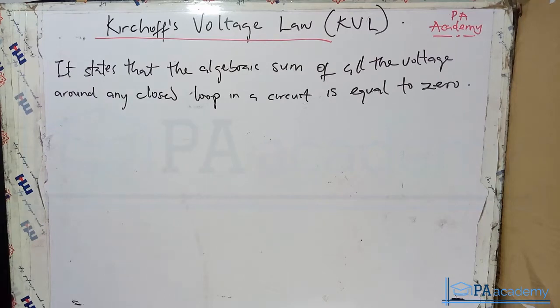So before I continue, I've done a video that explains what a loop is, the difference between a loop, mesh, elements, branches, junction, and every other thing. So that video, the link is in the description of this particular one in case you want to check that out.